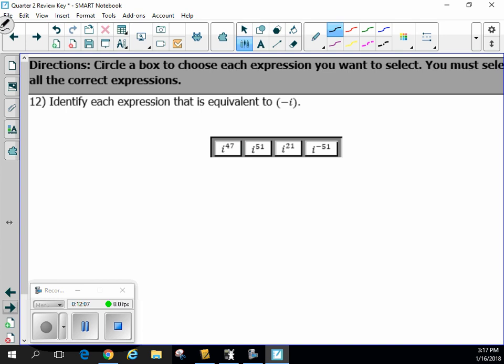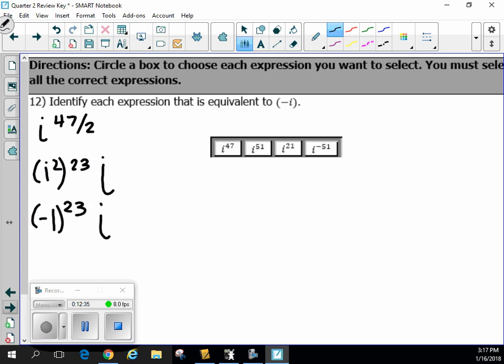Number 12, this one you have to go in and you need to simplify each one. So you need to do this problem 4 times, starting with i to the 47th. So remember, we divide that by 2. So that is going to give me i squared raised to the 23rd power with remainder. And remember, every time you have a remainder, you have that leftover i. So i squared is -1. That's what we had to memorize.